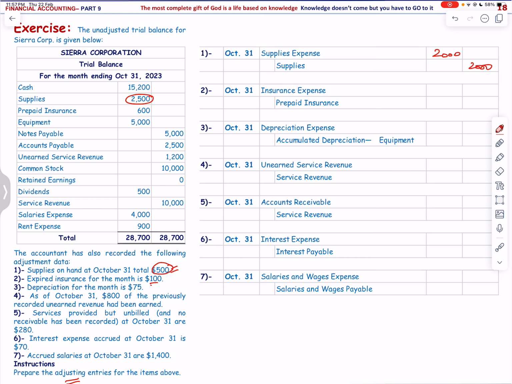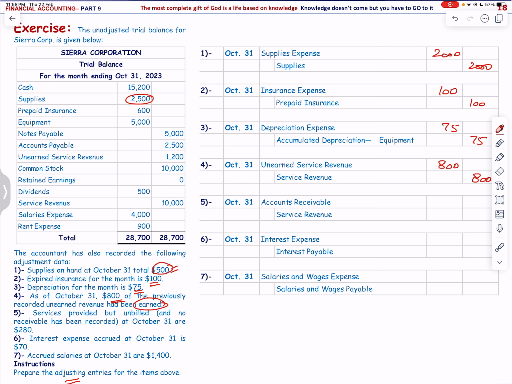Then insurance expires at the rate of 100 per month. So insurance expense is debit and prepaid insurance is credit. Then depreciation for the month is 75. So depreciation expense is debit by 75 and accumulated depreciation is credit by 75. Then number 4, as of October 31, 800 of the previously recorded unearned revenue has been earned. So unearned service revenue is debit and service revenue is credit.